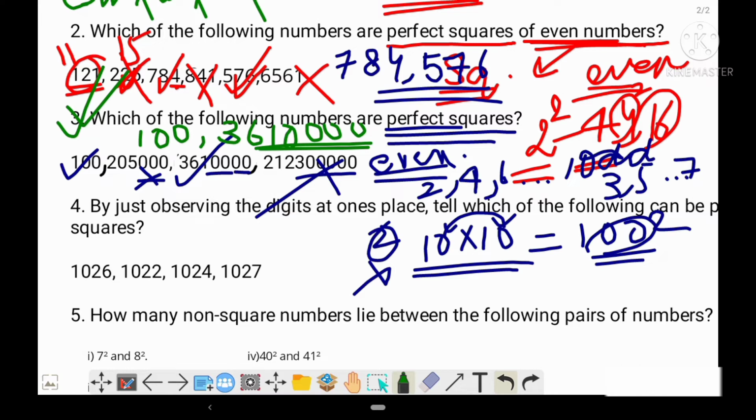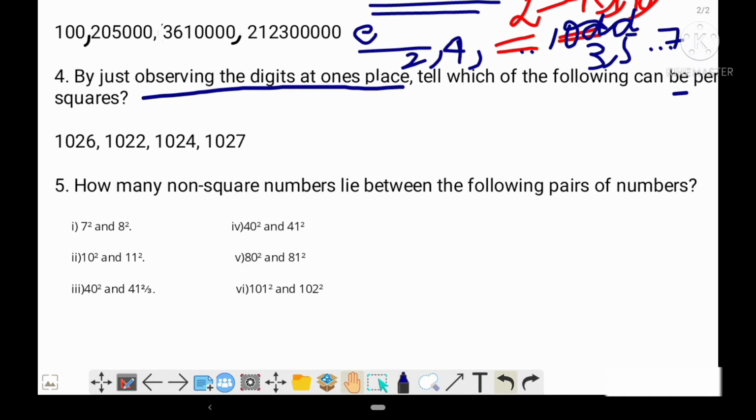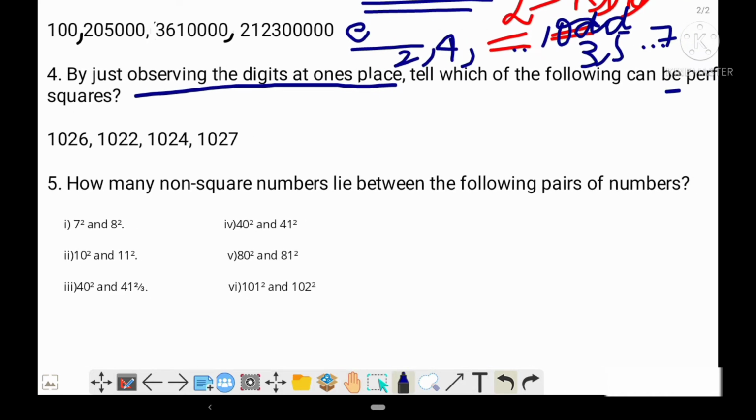Now question number 4, here also we have to observe. Let me clear the screen, all this annotation. Okay, so question number 4. By just observing the digits at one place, tell which of the following can be a perfect square. Yes, it is written here.